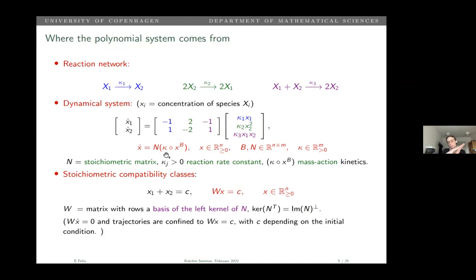So this ODE system typically is not full dimensional. There are typically these linear affine spaces where the trajectories are confined, and they are found by simply finding a basis of the left kernel of N. And these are the equations I had in the beginning with the blue C's. So this is where these equations come from.